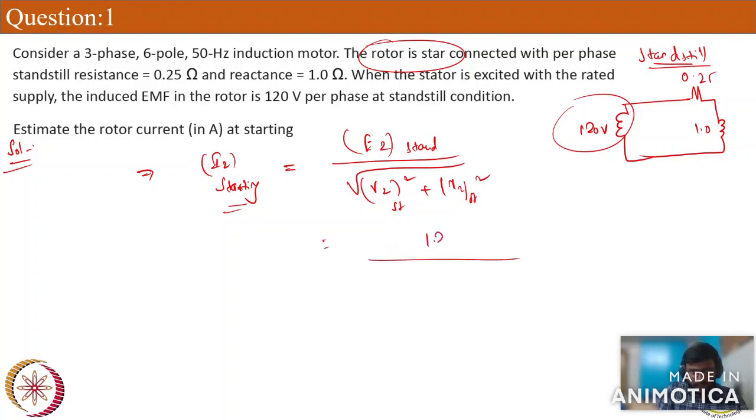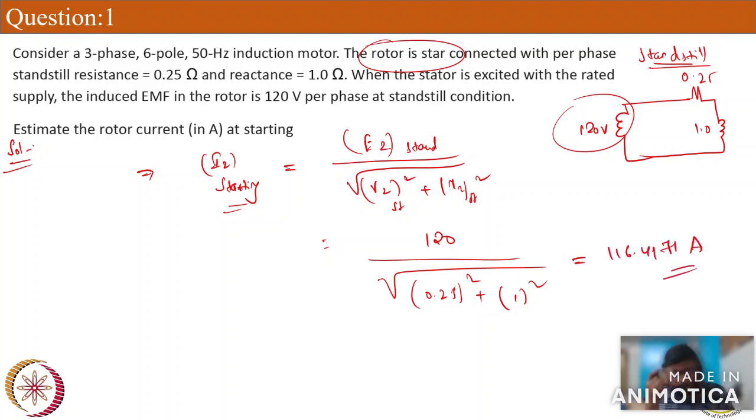Someone quickly calculate it and tell me what exactly answer you are getting. R2 is 0.25 square and X2 is 1 square. I also calculate along with you, so we can match the answers. So 116. Yeah, the rotor current in the standstill condition is 116.4171 amps. I hope you all got the same answer.